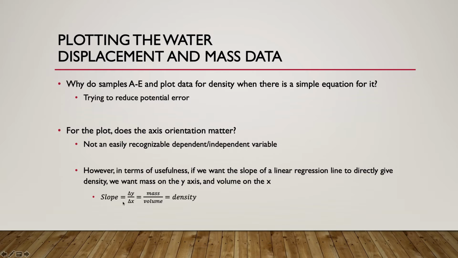So looking at it from this perspective, we want mass on our y-axis and volume on our x-axis, because what we can do is take all of our data points for our masses and our volumes, and make a plot with mass on the y-axis and volume on the x-axis. If we then make a linear regression line that hopefully either passes through or very close to all of the data points for our measurements, then the slope of that line will be our density.